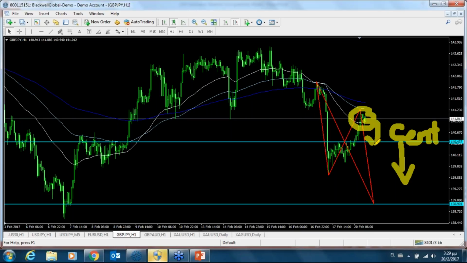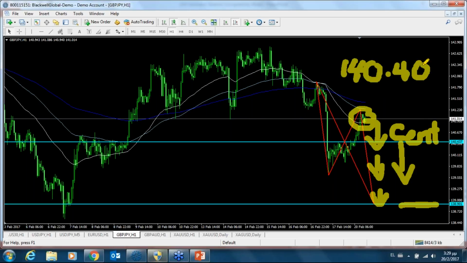It hasn't actually gone to this area here. Once it does, then you can look into going downwards to target this area here at 138.90. So 138.90 is still a valid area to target since we tweak it to psychological numbers, but 140.43 is better to tweak based on psychological numbers to 140.40. So wait a little bit more once it reaches there until it goes to 140.40.